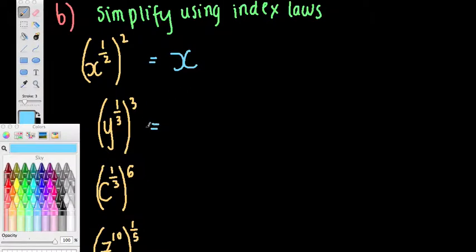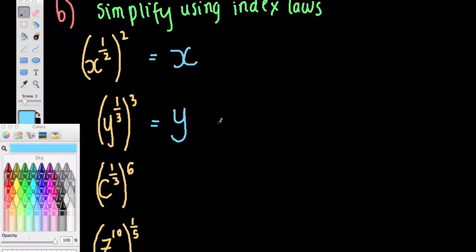This next one, y to the power of a third, but that 1/3 must be multiplied by 3. That gives me 3/3, which is 1 as well. So that's my answer there. Remember, we don't write that one. It's just assumed that it's there. When there's no index shown, we know it's a 1.